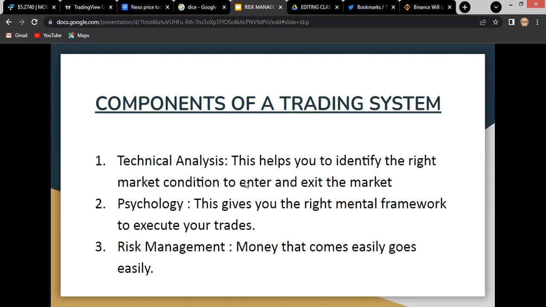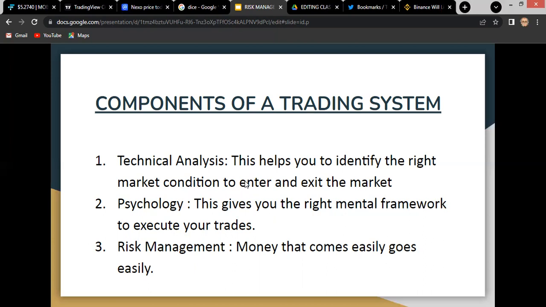And then finally, risk management. What risk management does is that it helps you to manage your money. But know that there's a difference between money management and risk management. Money management is an offshoot of risk management.